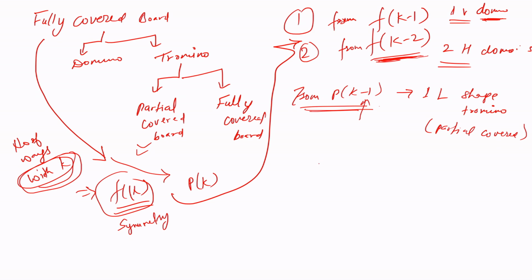So what we can do, we will multiply p of k minus 1 by 2, because for any partially covered tiling there will be a horizontal symmetry, correct? Like if I write this is our L shape, right? So the horizontal symmetry is what we have, like this only.